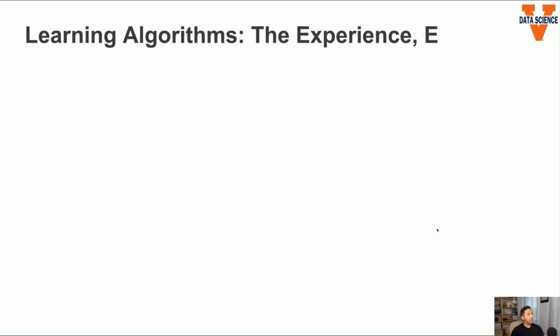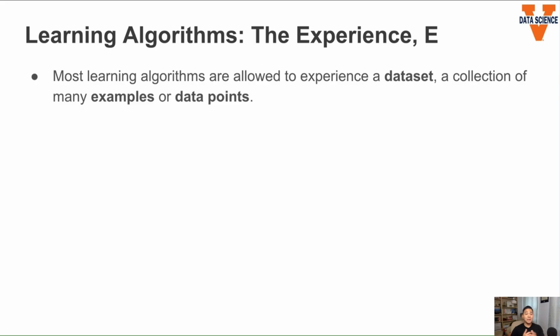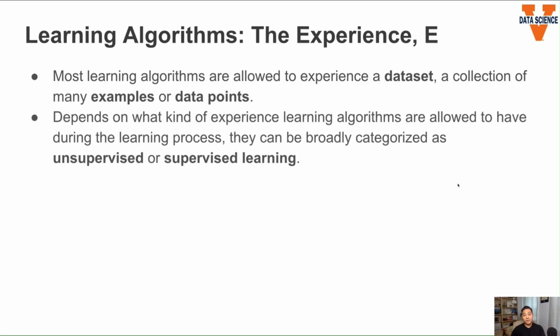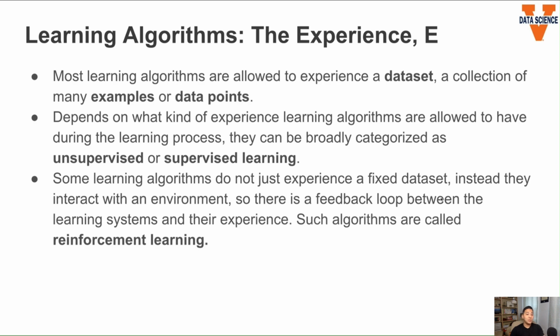Speaking of training, let's talk about the experience that Tom Mitchell mentioned. The learning algorithm is allowed to experience a data set, which is a collection of examples or data points. Sometimes we call them examples, sometimes we call them data points. Depending on the kind of experience the algorithm is allowed to have during the learning process, they can be broadly categorized as unsupervised or supervised learning. Now, there are also some learning algorithms that not only experience a data set, but also interact with the environment, so there is a feedback loop between the learning system and their experience. Such algorithms are called reinforcement learning.